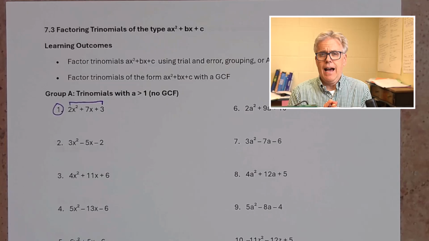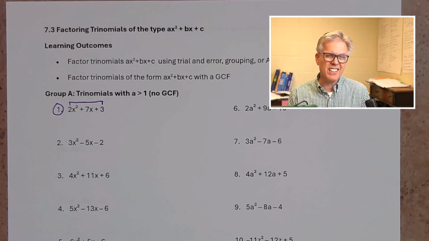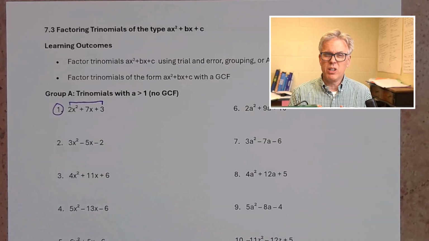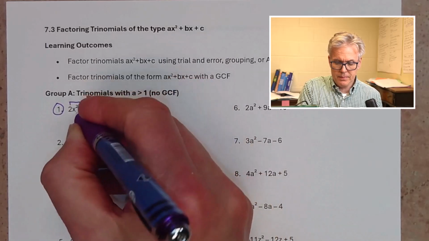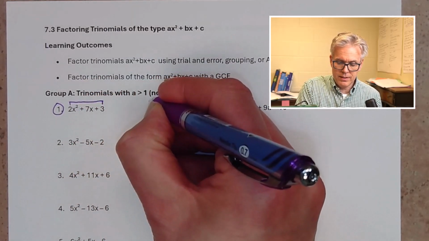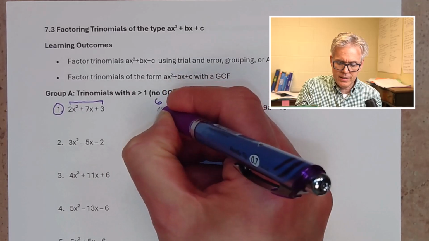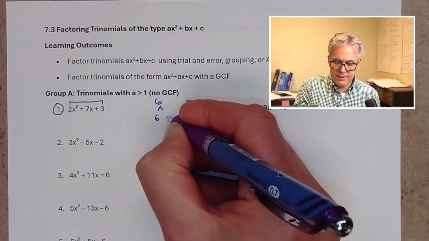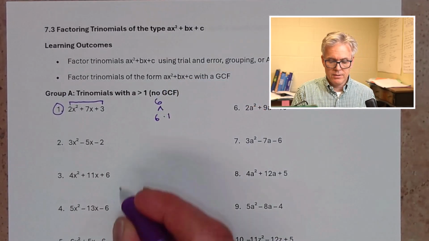Now, I generally don't care what method you use. The trial and error is actually a little quicker when you know what you're doing. And so AC method is the one where it's easier to teach. So I'm going to say, okay, factors of 6 that sum to 7. Well, that's easy enough. 6 times 1. So 6 times 1 is 7.